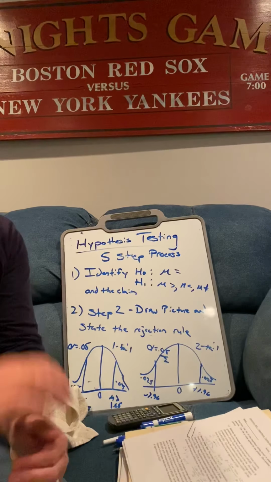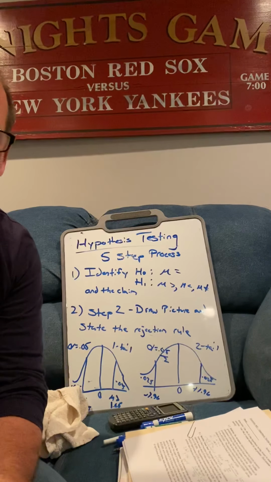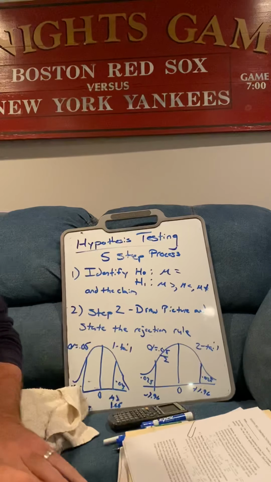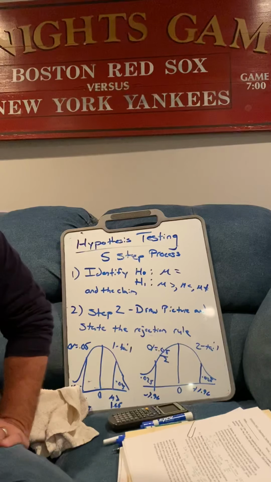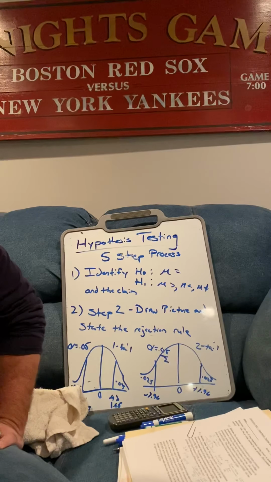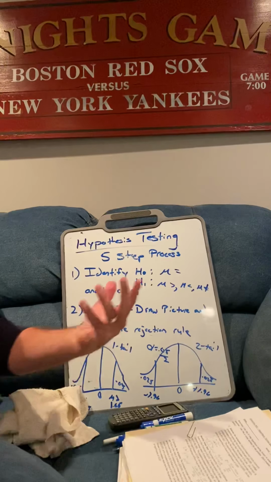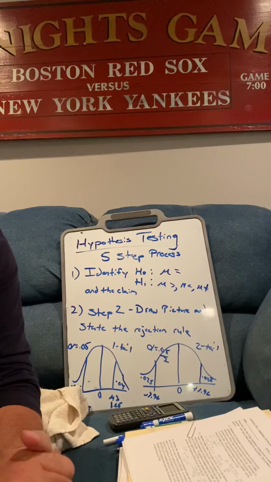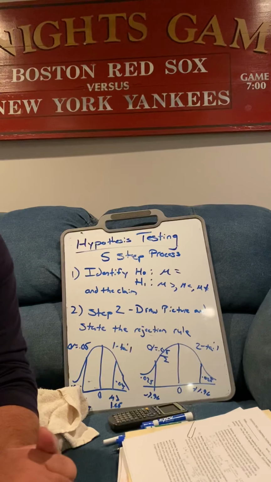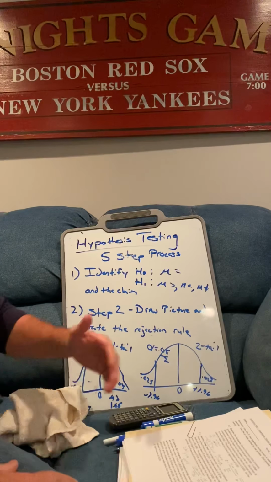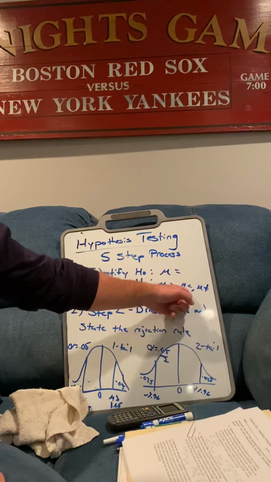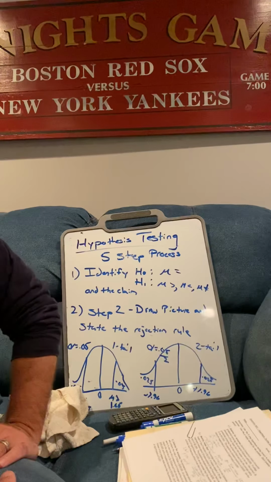Hello, everybody. Today we're going to talk about hypothesis testing, which is kind of a culmination of the course. With hypothesis testing, we're going to have a 5-step process. The first thing that we have to be able to do is identify what is the hypothesis. What is the researcher trying to claim? Is he trying to prove a hypothesis where it's going to be a greater than situation, a less than situation, or a different situation?